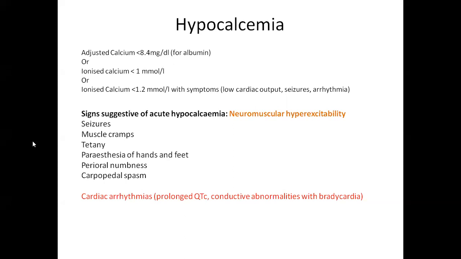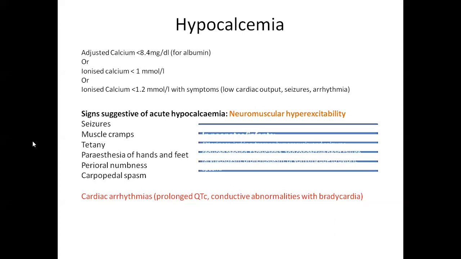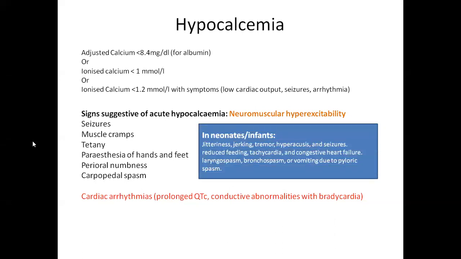So this is one thing you need to remember: in any child with a lower heart rate, check for calcium abnormalities as well. Electrolytes are a must in any heart rate abnormality. Either the heart rate is high or low, always check the electrolytes. The main thing in infants is that they will be jittery. They can have tremors, seizures, poor feeding, tachycardia, and laryngospasm, mainly a laryngospasm component in infants. In neonates you need to rule out hypocalcemia.